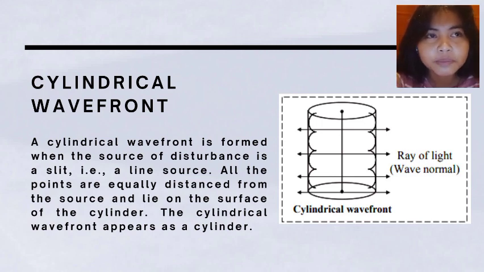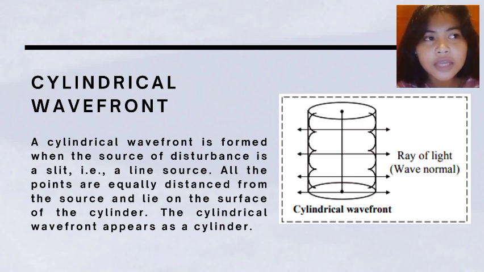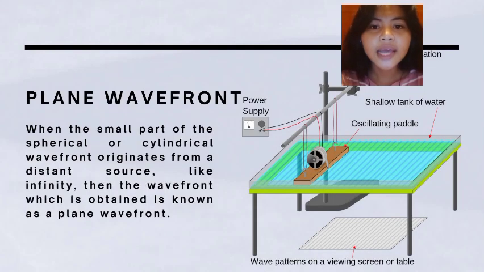So there is a linear source of light, so there will be an equal distribution of waves that has been generated because of the source of light that is oriented in a linear way. So the last type of wavefront is the plane wavefront.